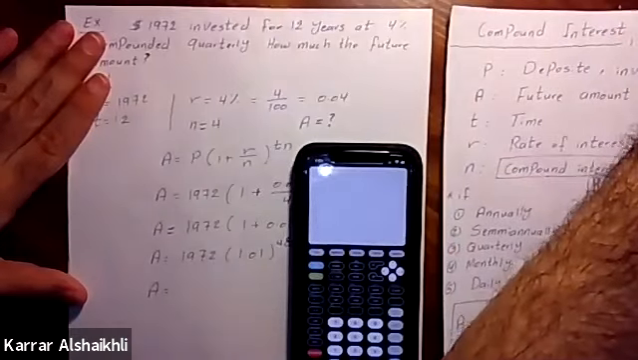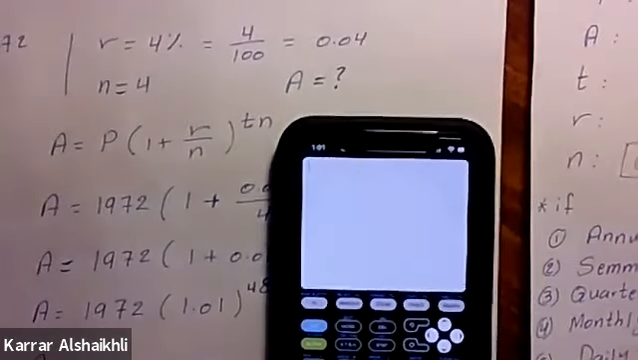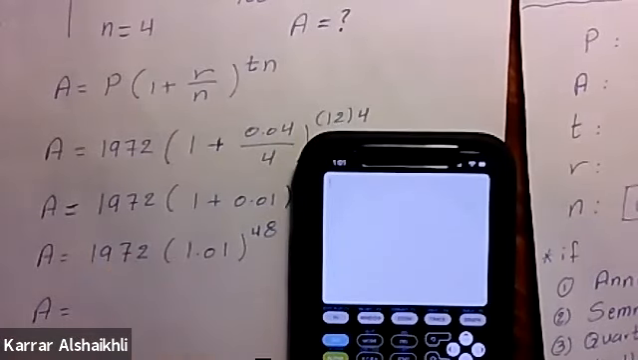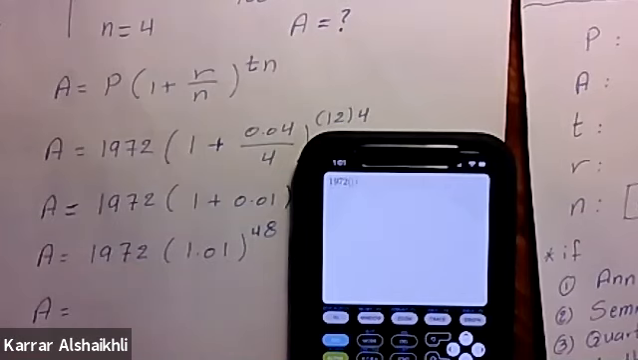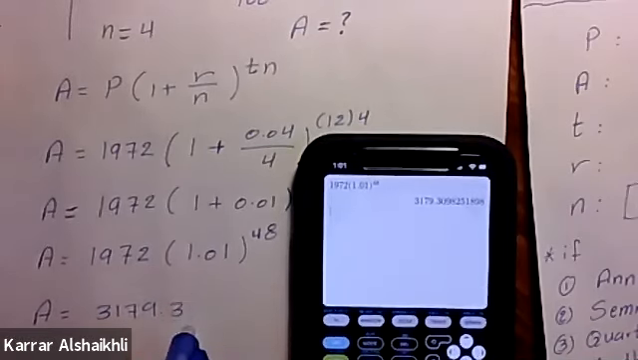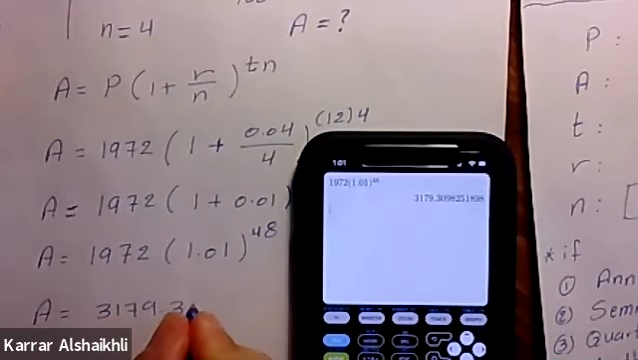I'm just going to plug in these here. So 1972, parentheses, 1.01, close the parentheses, to the exponent 48. Press enter, so it's going to be 3,179.31. Because I'm going to round the number, I got 3,179.309. I'm going to round the number to 2 decimals.